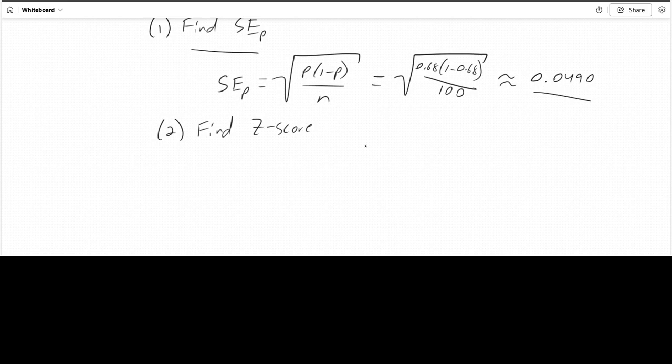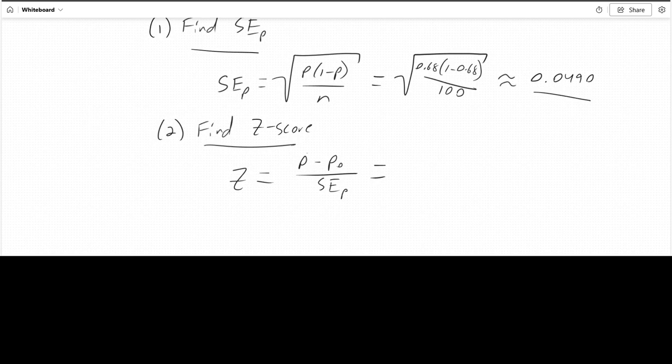which is z is equal to p minus p naught over the standard error of the proportion. Okay, so we can literally just plug and chug at this point.